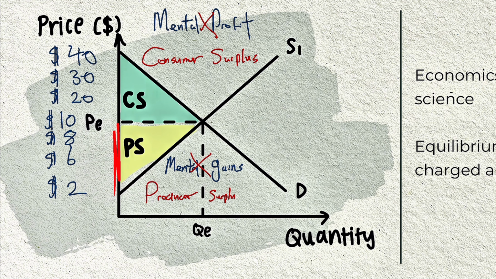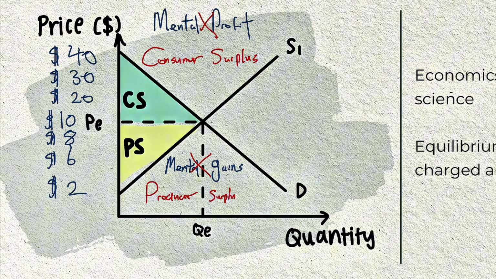It's the range between $2, which is the lowest price producers are willing to accept, and $10, the price eventually everyone receives. So this $2 to $10 range shows how much extra benefit sellers get, and that's what makes up the producer surplus.